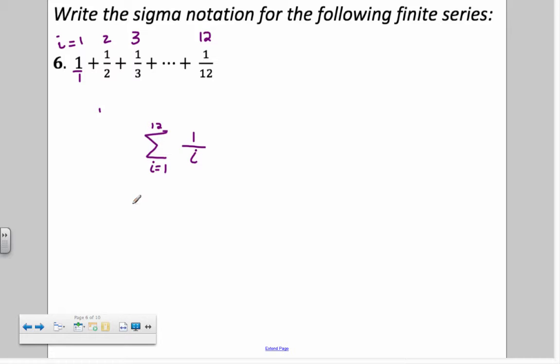Now if you choose to use n or I, that doesn't really matter. You can use them interchangeably. This is going to be equal to the sigma of n equals 1 to 12. Those are the same. As long as your variable is consistent within your rule and your index down here, there's no problem. So there's your answer. Writing the sigma notation for this series.